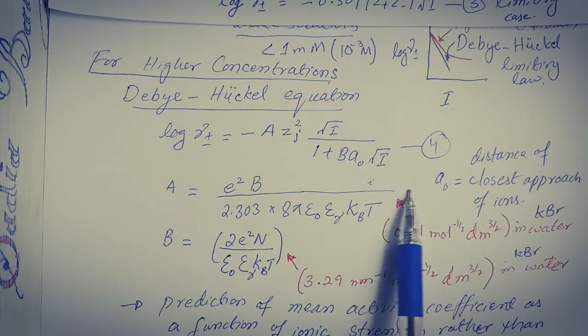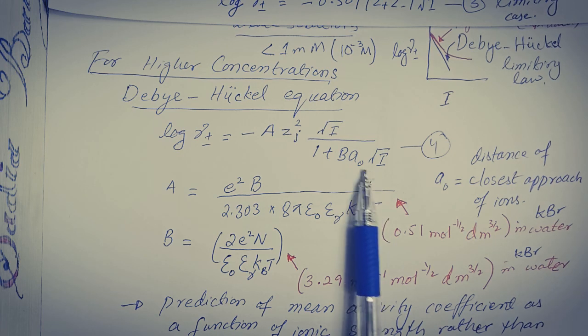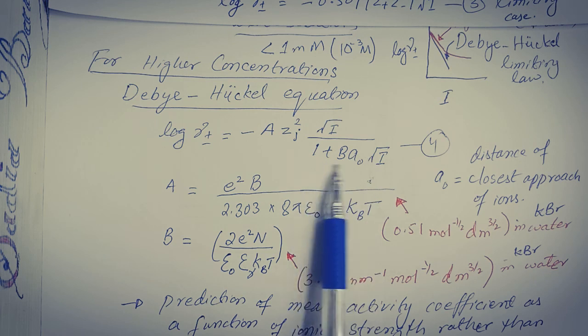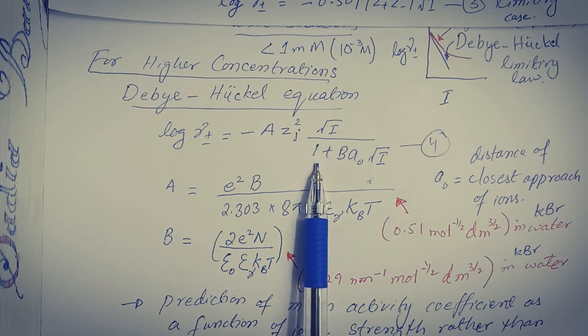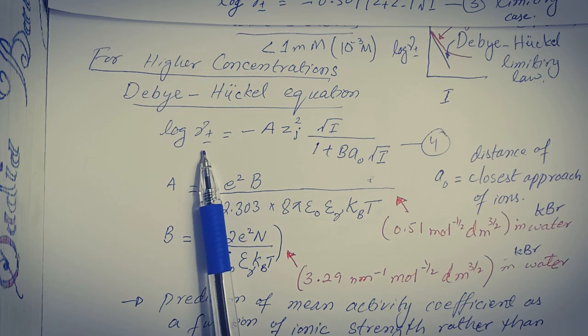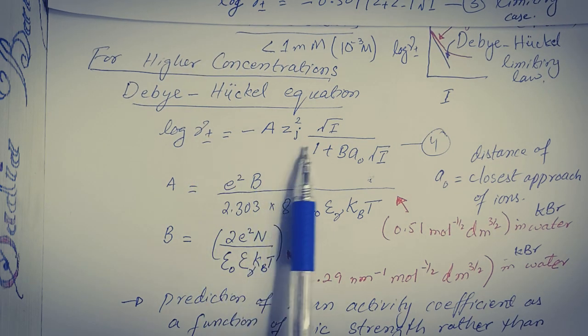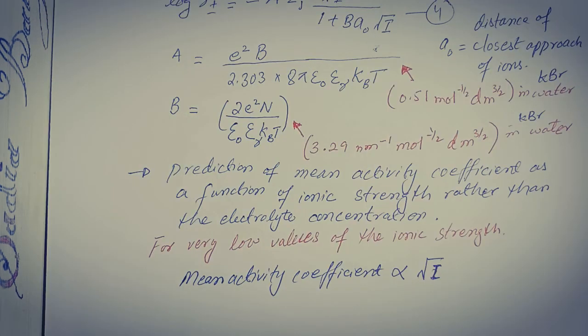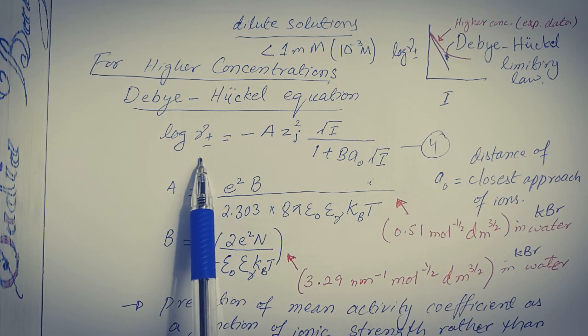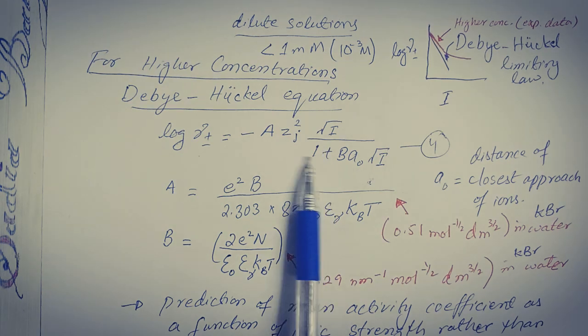From equation 4, we can see that for very low values of ionic strengths, the denominator of this equation is nearly equal to 1, and for this situation the mean activity coefficient is proportional to the square root of ionic strength. So here we have mean activity coefficient is directly related to the square root of ionic strength for very low values of ionic strengths. So here we have seen that there is a quantitative relationship between the mean activity coefficient and the ionic strength that is given by Debye-Huckel theory.